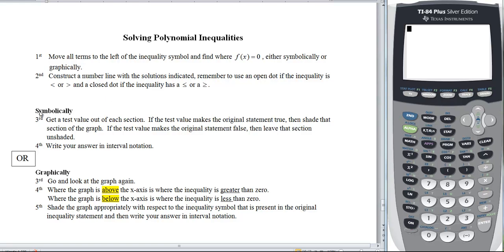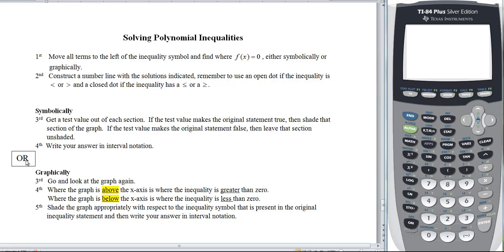Now, this is the old way, symbolically, and it's slow. It works, but it is slow. So start picking up from step 2. Third step, get a test value out of each section. If the test value makes the original statement true, then shade that section of the graph. If the test value makes the original statement false, then leave that section unshaded. Fourth step, write your answer in interval notation.